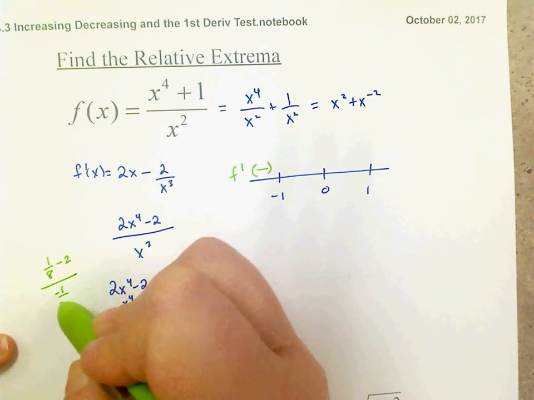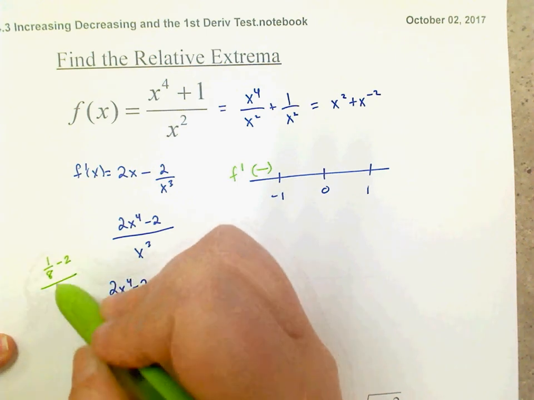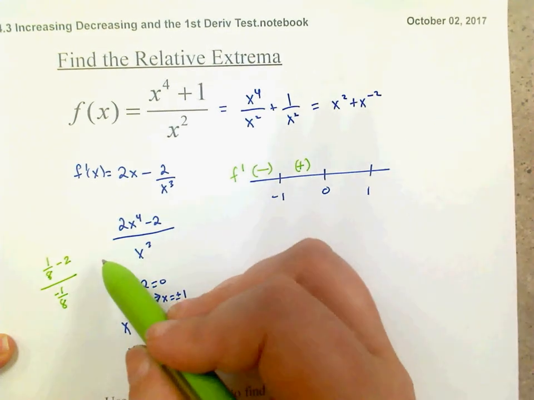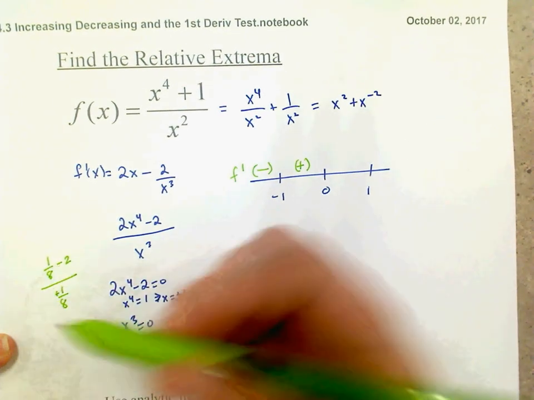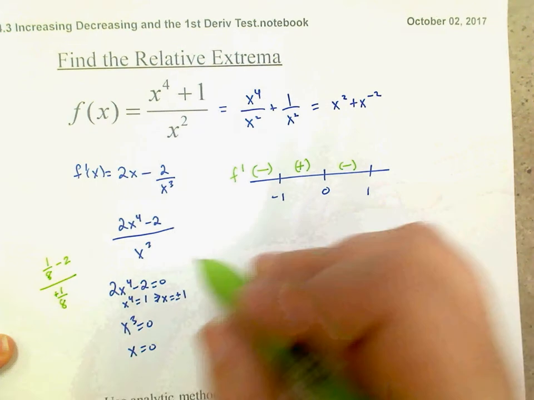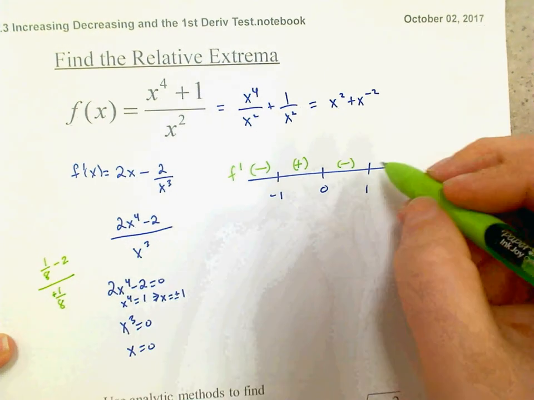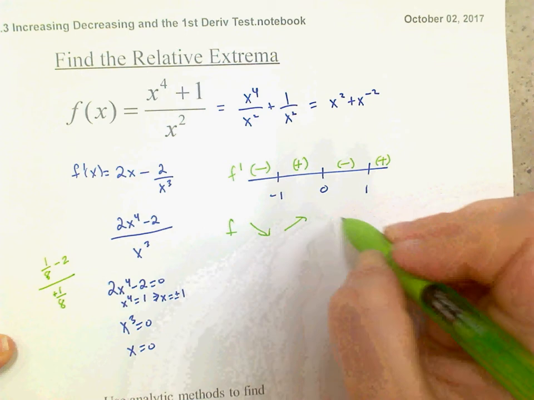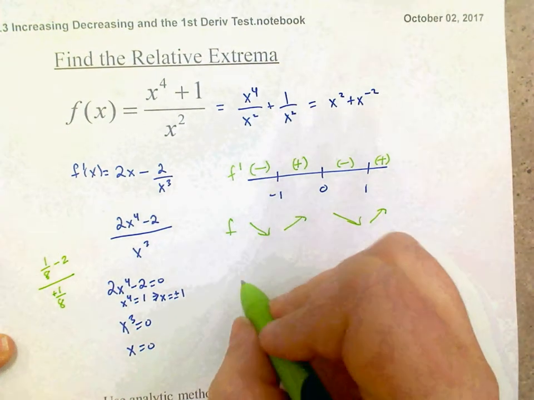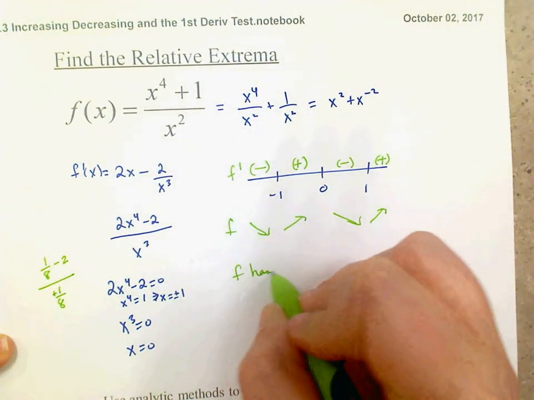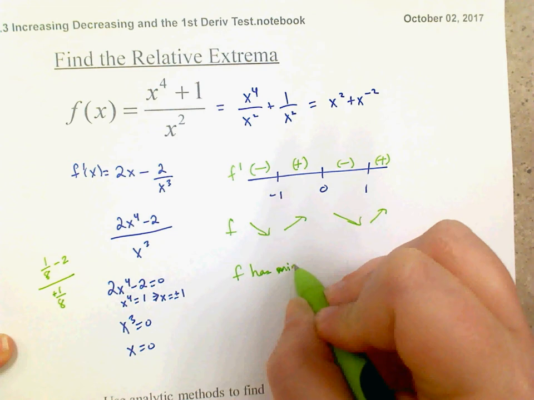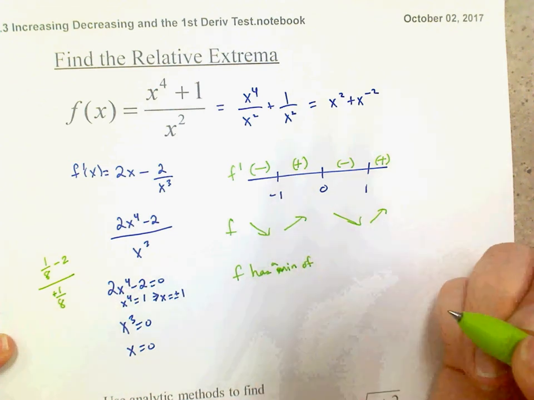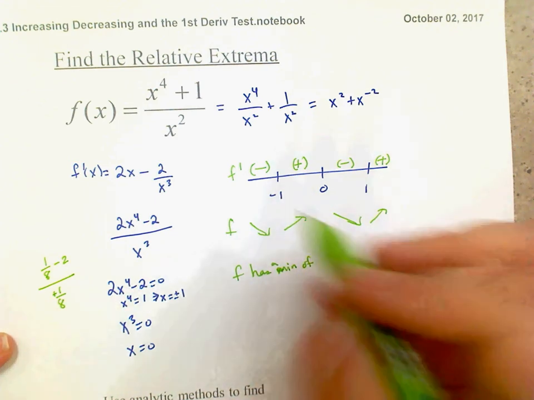So negative divided by negative is positive. If I plug in 1/2, I get a negative divided by a positive, which is a negative, and if I plug in 2, I get positive over positive. So I know f is decreasing, increasing, decreasing, and increasing. So f has a min of, if I plug in -1 into the original, and +1, they're both being raised to an even power, so they're the same.